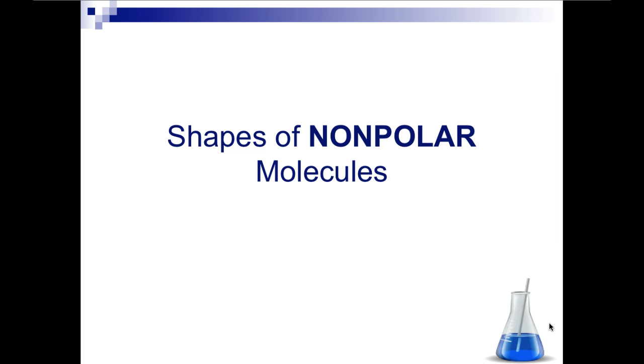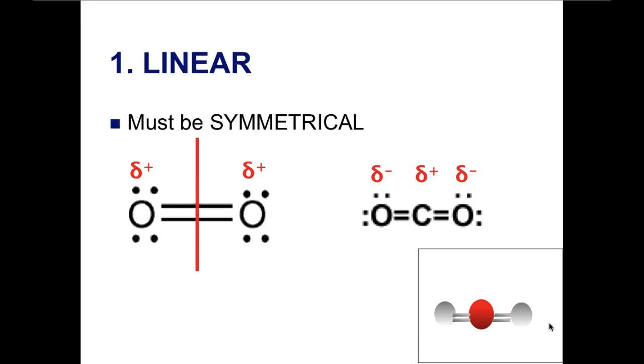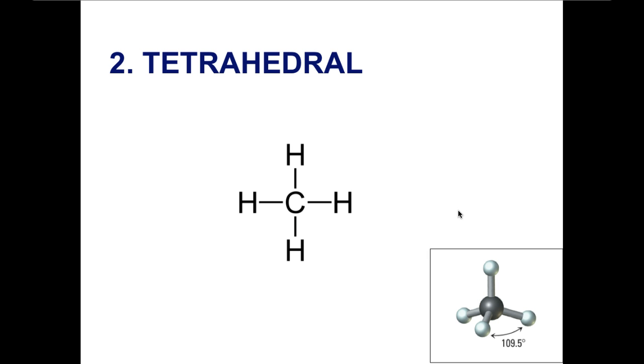Now let's look at the shapes of nonpolar molecules. Remember, these molecules are going to be symmetrical, and there's going to be an equal sharing of electrons throughout the entire molecule. The first one is going to be a linear one that is symmetrical. So O2 is a good example of that, or CO2 is another good example of that. These molecules are symmetrical. If you were to fold them in half, you'd have the same thing on either side. A tetrahedral shape would be a central atom that has four things around it, and these bond angles are going to be separated by 109.5 degrees.